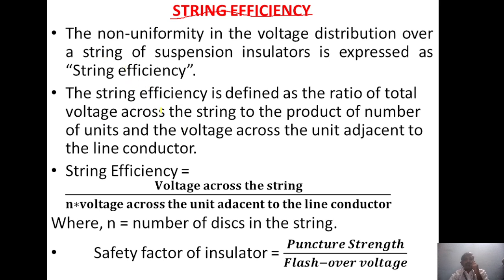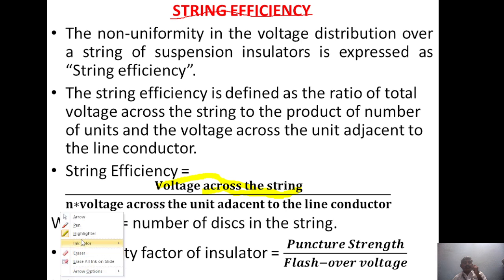The string efficiency is defined as the ratio of the total voltage across the string divided by n times the voltage across the unit adjacent to the line conductor. So what is the value of the potential difference across the disk near the line conductor?